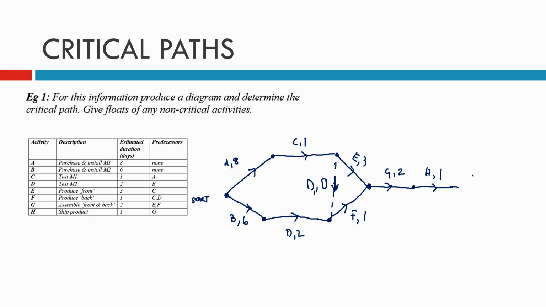And then a little circle with the finish. So we have to specify the start and the finish places as well. So there we go, we've just drawn our diagram. Now the whole point is to be able to work out our critical path.